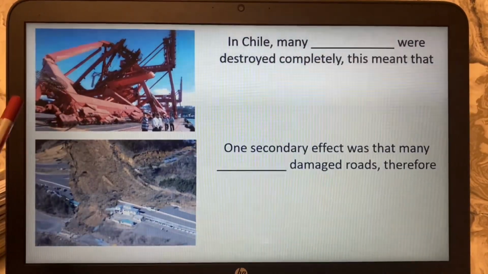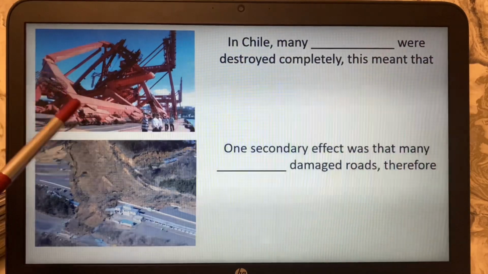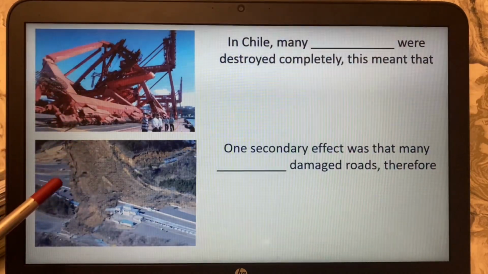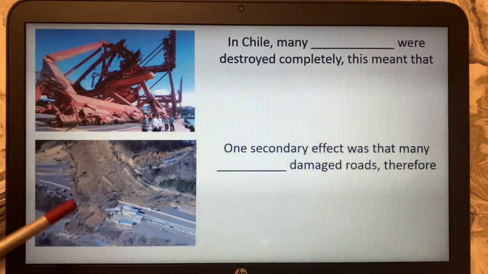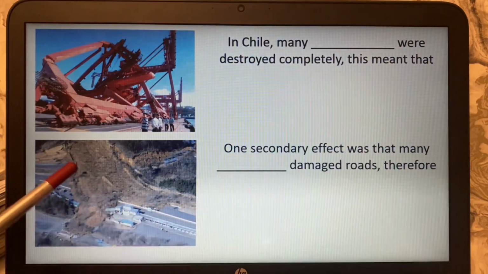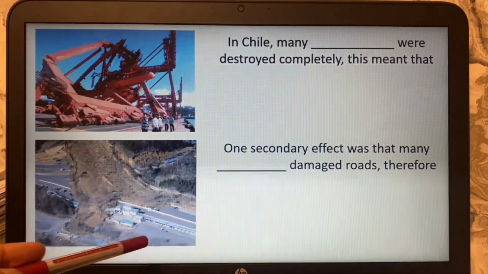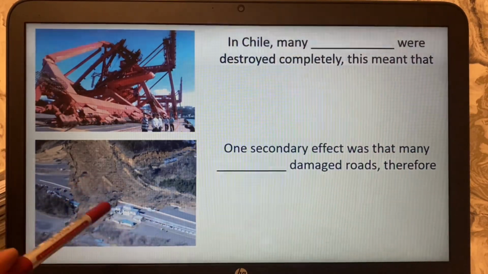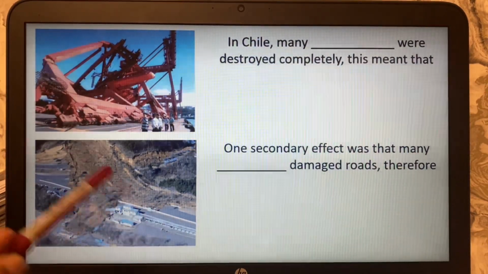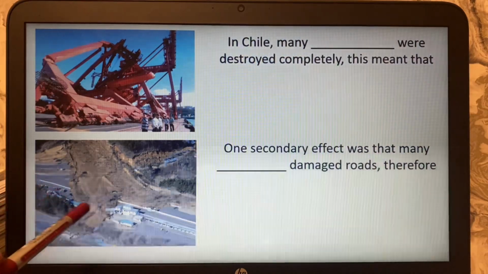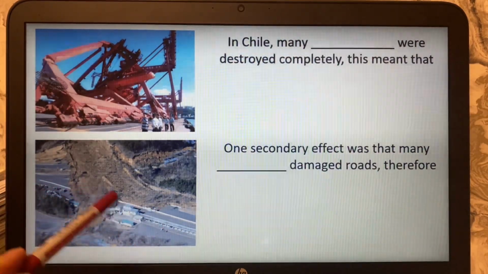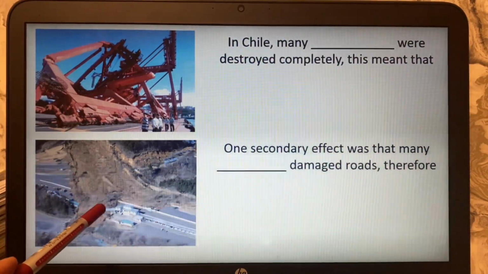Now, when explaining the primary effects, you're obviously going to naturally link it to the secondary effects. But here are some secondary effects on their own. For example, this landslide, as you can see, completely destroyed and blocked road paths, which therefore limited transport, which meant people could not get to areas of safety. Aid was also blocked from reaching really badly hit areas.